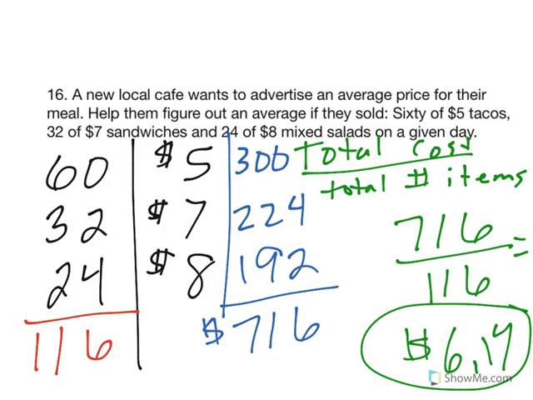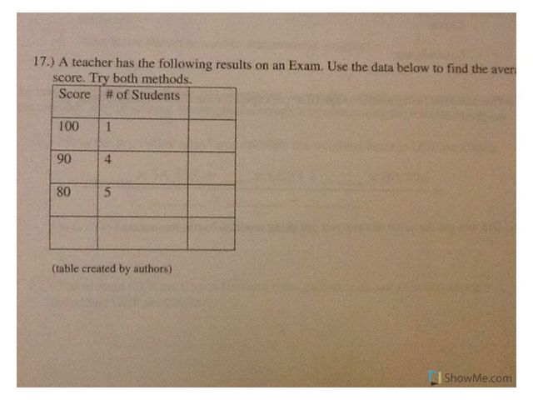I sold the most tacos, so it should lean towards the taco price because that's where all my data is. All right, let's look at number 17 there on page 78. So you could do this 2 ways, and it tells you to try both methods, but I'm going to be honest with you. If I don't have percentages given to me, I don't use the percentage method.